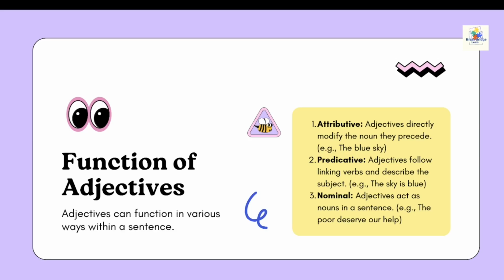Here it is telling that the sky is blue. Then we have nominal. Adjectives act as nouns in a sentence. Example: the poor deserve our help.